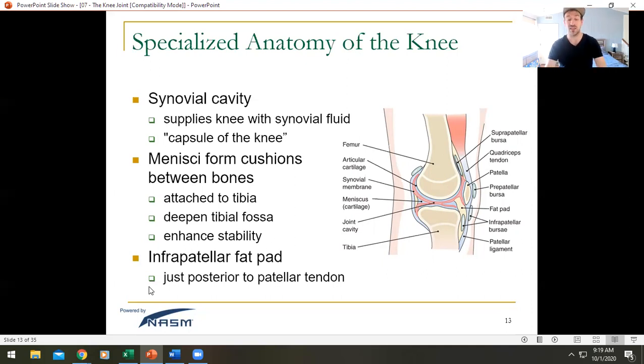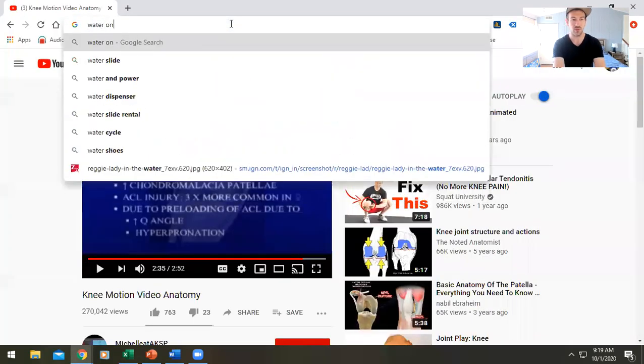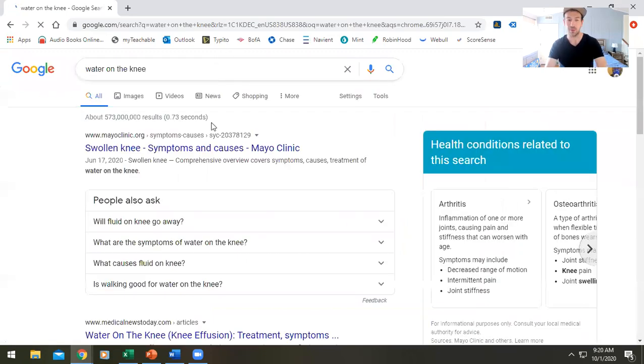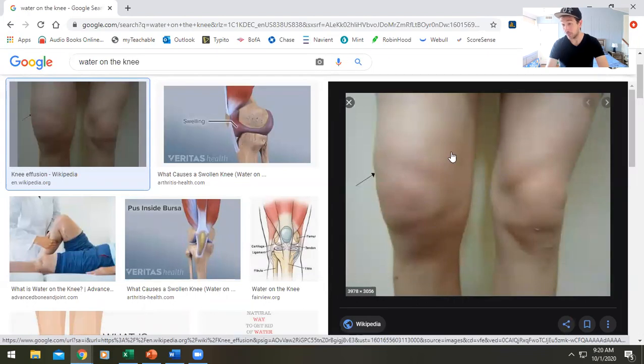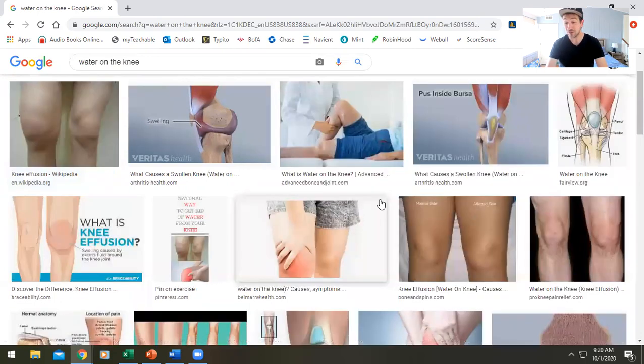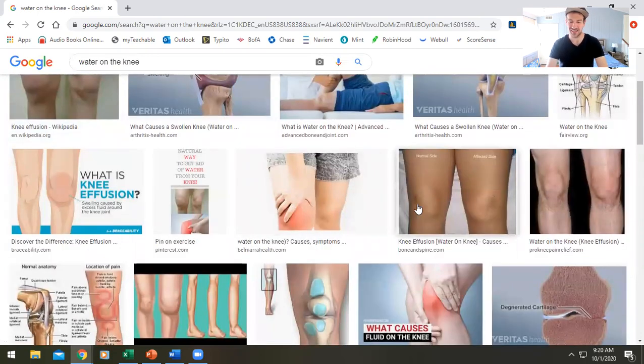And then sometimes you'll see it leak around, and you'll get people who get what people will call water on the knee. It's a little disturbing looking, but you'll see where their knee will basically inflate like crazy. And that's just basically their body being like, we don't have enough synovial fluid, fill it up, you know, and then it's leaking and stuff.